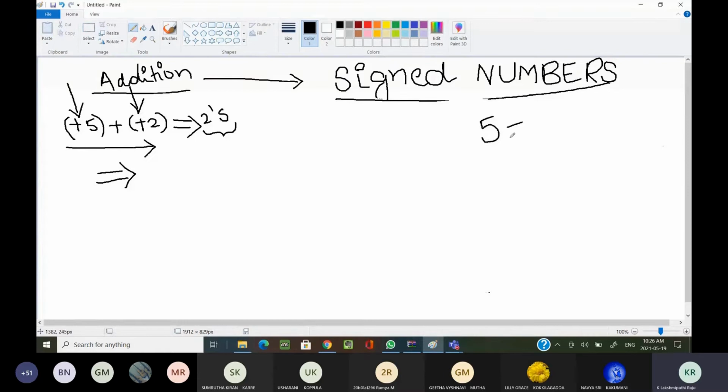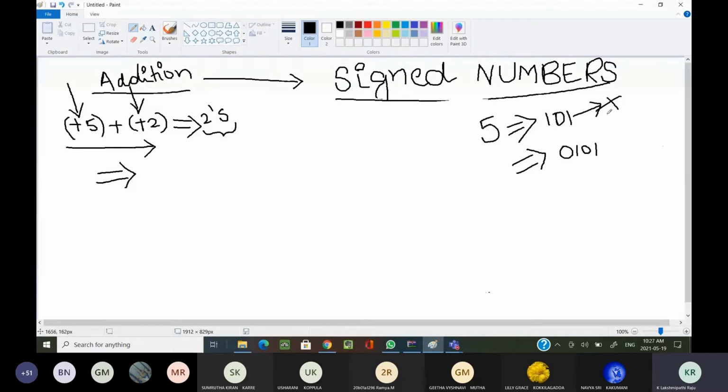In order to represent 5, how many bits are required? I need only 3 bits. Three bits are sufficient. But here I am not using a 3-bit representation. Here I am taking it as a 4-bit representation. Why? Because here we have to consider sign also.